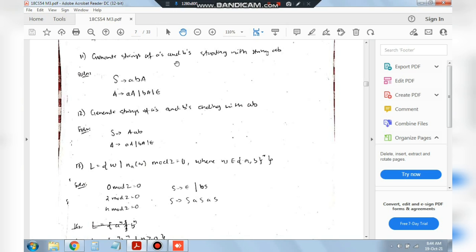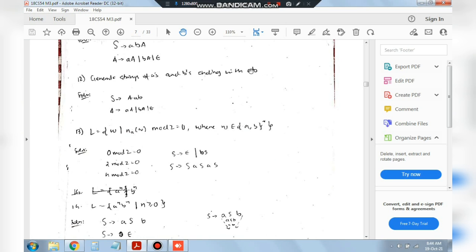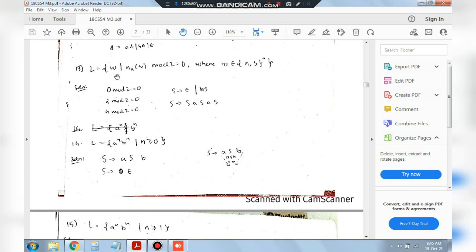Similarly, we have to generate strings of A's and B's starting with AB. If it's starting with AB, we'll write AB in the starting part, and after that we can have A, which means any number of A's and B's. If it's ending with AB, we'll write capital A in the starting and ending with AB, and A can be replaced with any number of A's and B's. And L goes to epsilon, W, the number of A in W mod 2 is equal to 0.